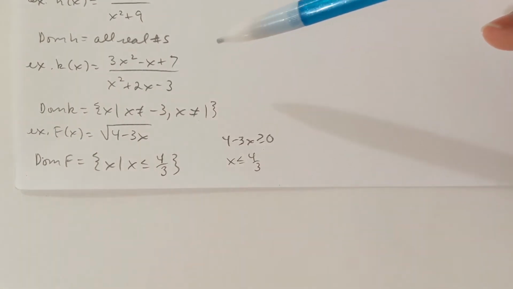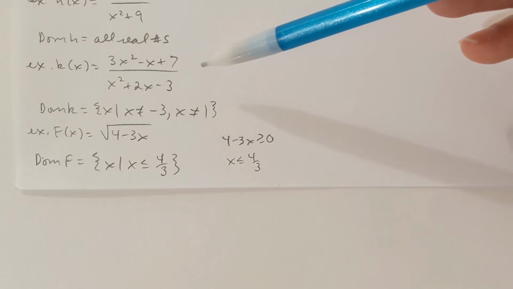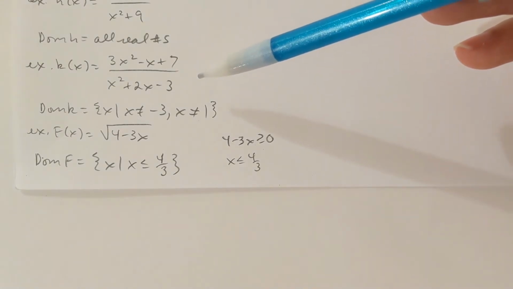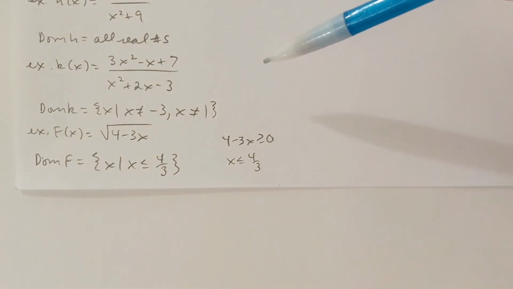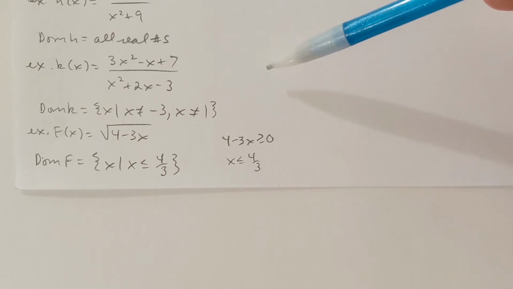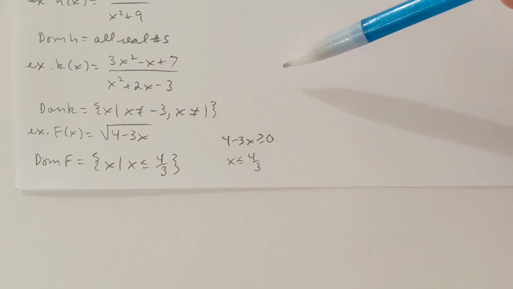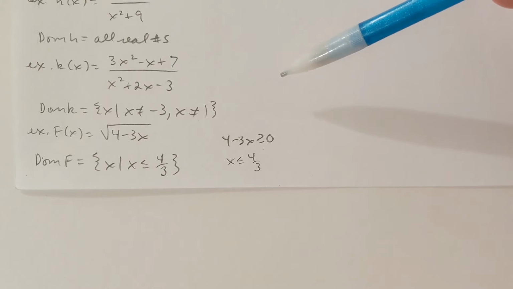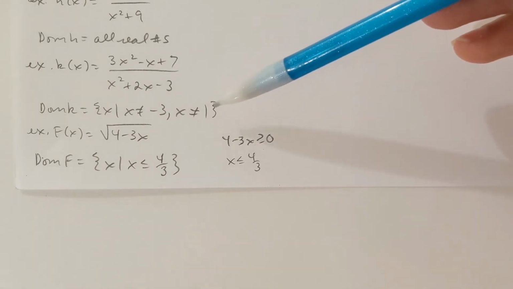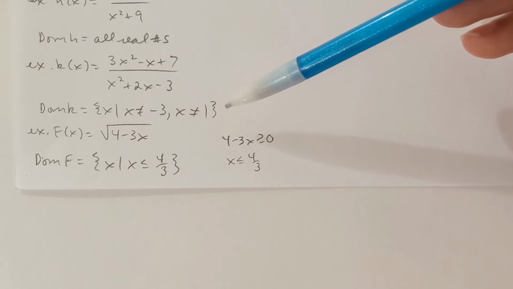K of x equals 3x squared minus x plus 7 divided by x squared plus 2x minus 3. Okay, I care about the denominator, whether that's going to be 0 or not. So if I set x squared plus 2x minus 3 equal to 0, then I get x plus 3 times x minus 1. Well, that means that x is equal to negative 3 and x is equal to 1. Okay?